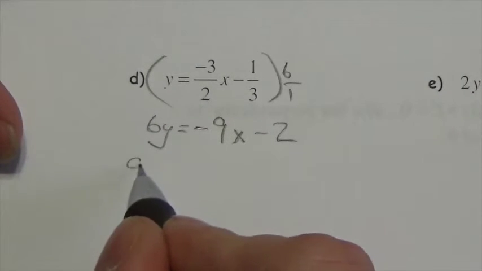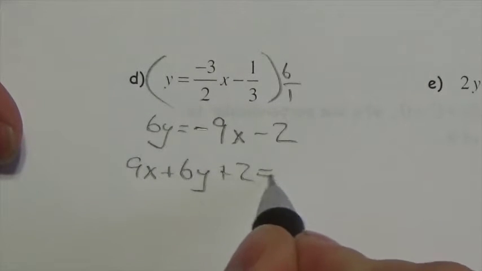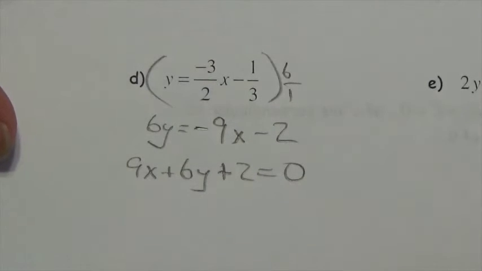So I'm going to add 9x to both sides. 6y is already positive. Add 2 to both sides. And I get 9x plus 6y plus 2 is equal to 0.